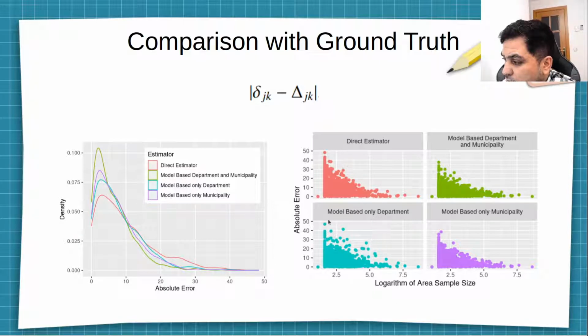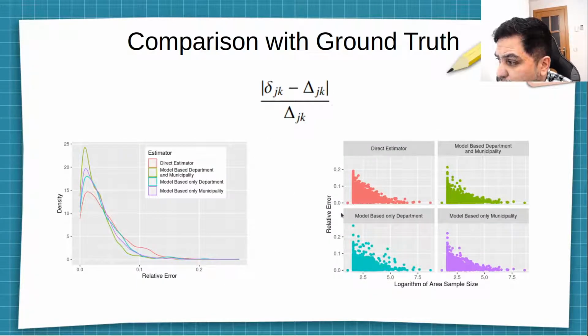One thing to note is that the department one is a little misspecified, because we are calculating municipality areas but using only department data. So it has some weird effects that we can see here. This is the same information, but for relative error, and we can see a very similar effect all around.